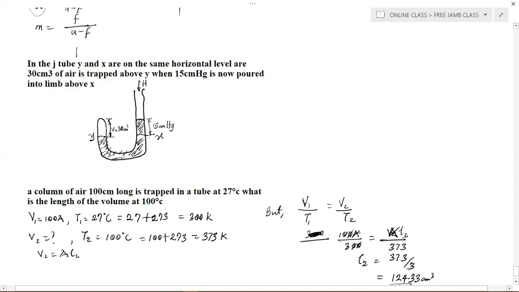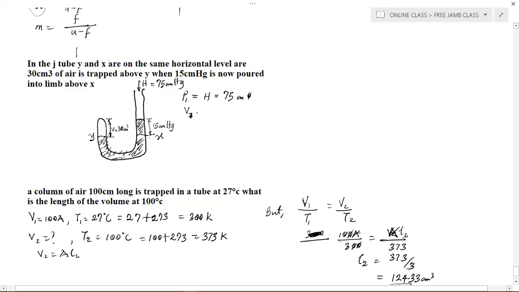So in the first case we have P1. That is when they didn't pour anything. We have the same level for Y and X, so our atmospheric pressure is H at that point. Did they give you atmospheric pressure? They should give us. If not, we won't be able to solve anything here. 75 centimeter Hg. 75 is given to us.